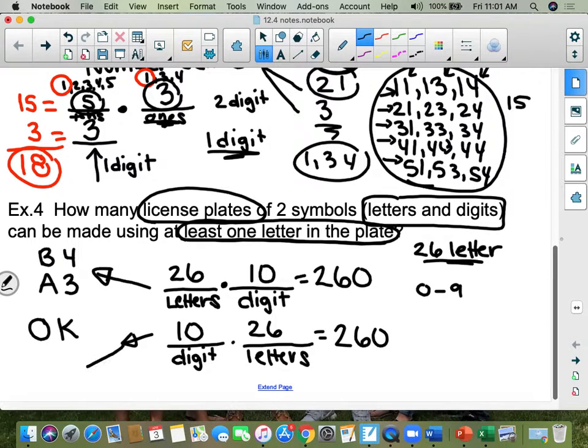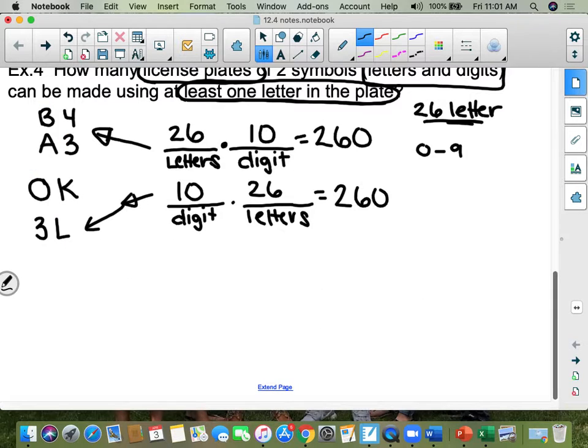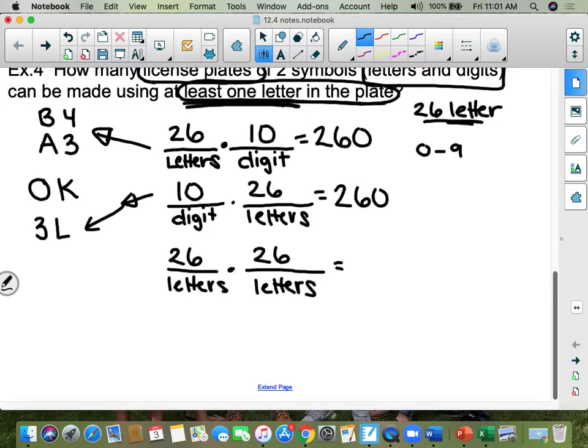Okay. Let's have another one. Let's have the number 3 and the letter L. I'm not going to list them all, but how many are there? There's 260 different ways you can come up with a license plate. Again, read the fine print. You need at least 1 letter. Couldn't you have 2 sets of letters? Couldn't you have 26 and 26, which is equal to 676 different ways?